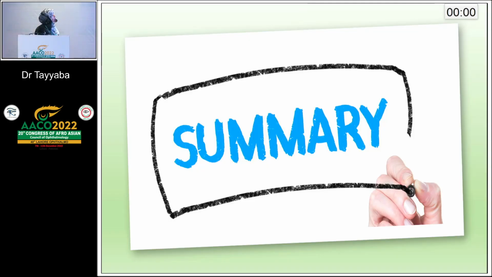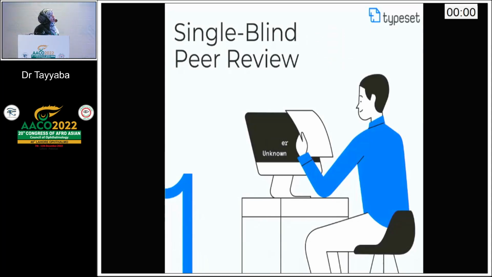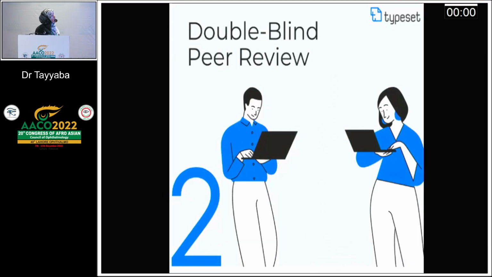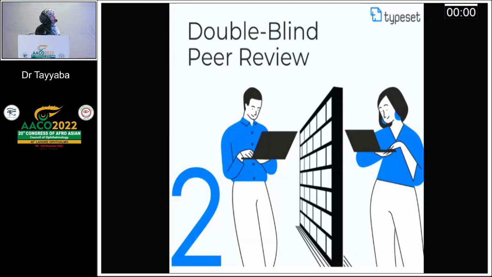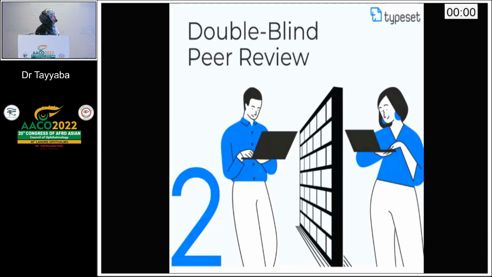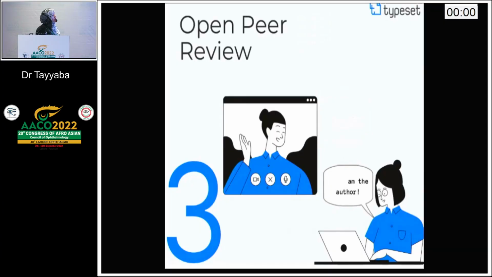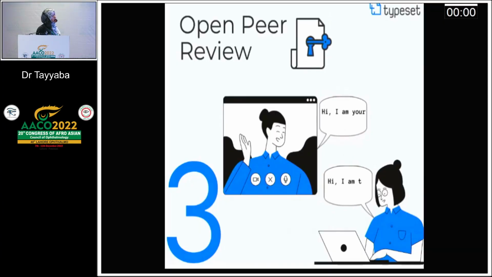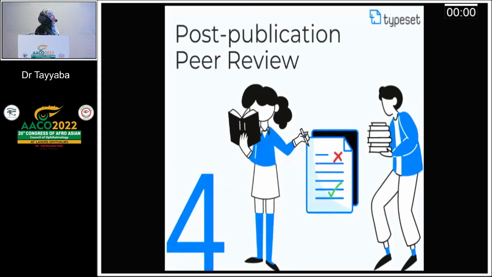Just to summarize, single blind peer review, the reviewer is unknown. Double blind peer review, the author does not know the name of the reviewer and the reviewer does not know the name of the author. Open peer review, hi, I am your reviewer, and hi, I am your author. Both know each other. Post-publication peer review, the article is published and the reviews come afterwards.